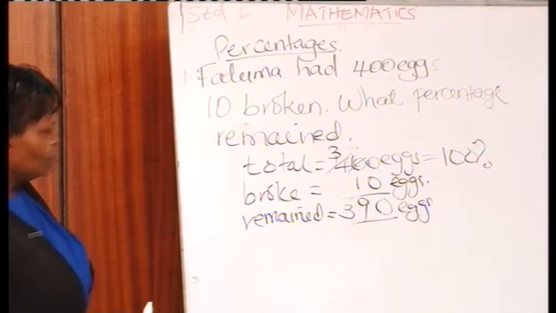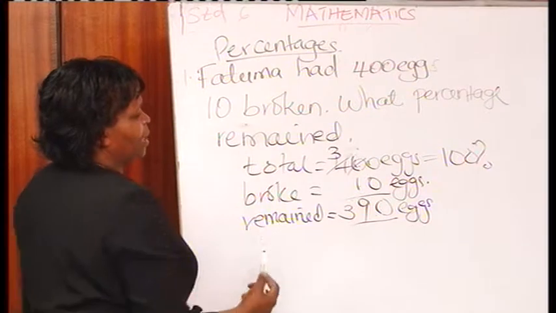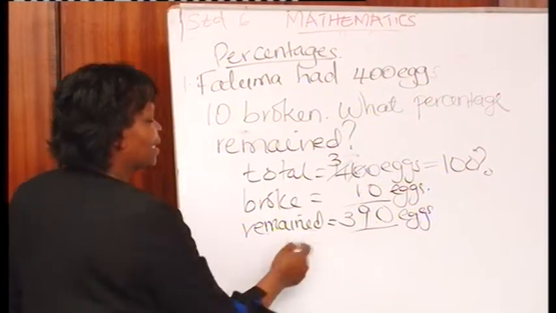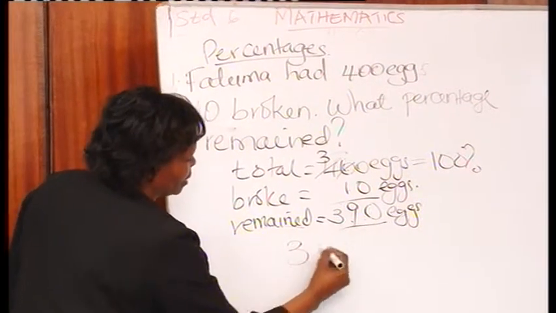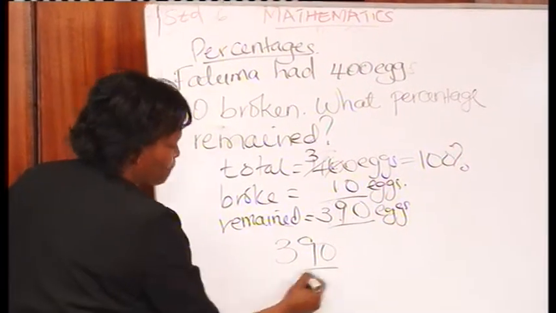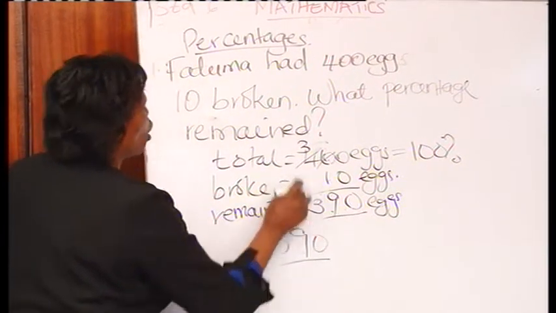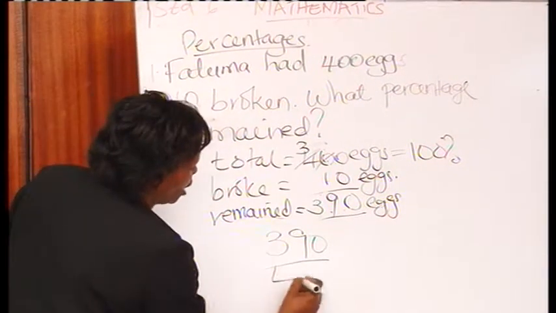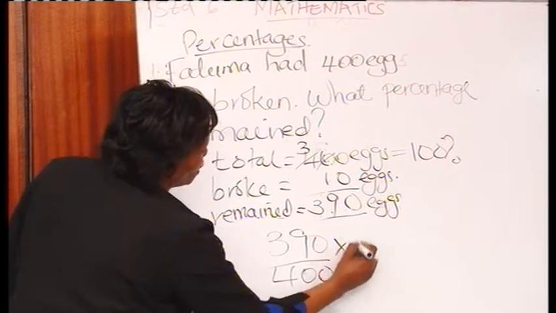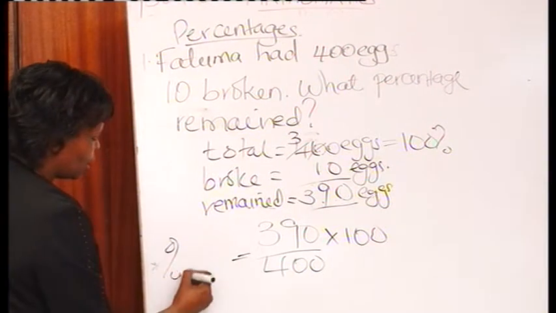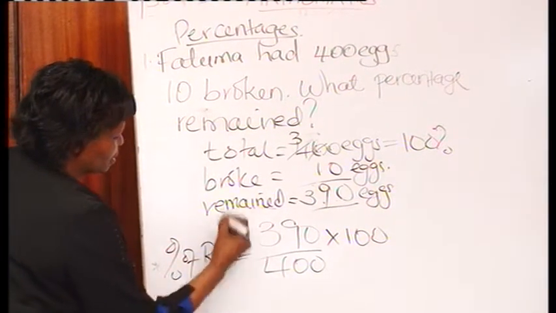So, what is the question asking? What percentage remained? So I'll just take this 390. If I'm looking for the percentage, I'll have to put what remained over the total, which is 400. Then I multiply by 100. That way I'll get the percentage of what remained.